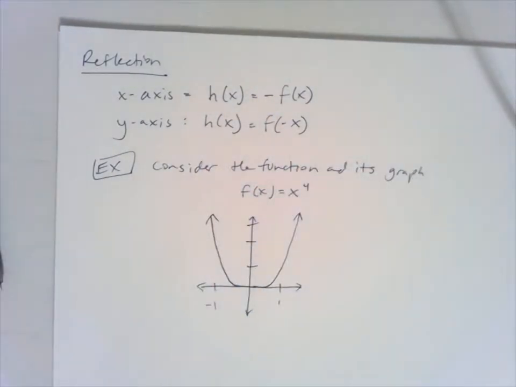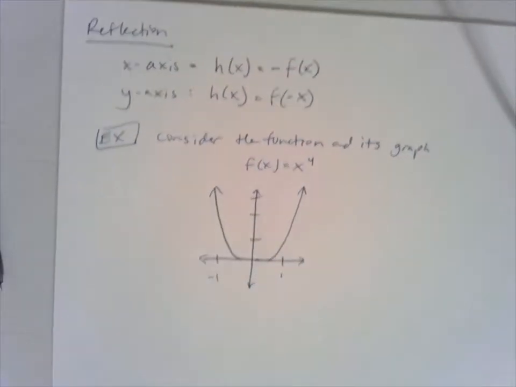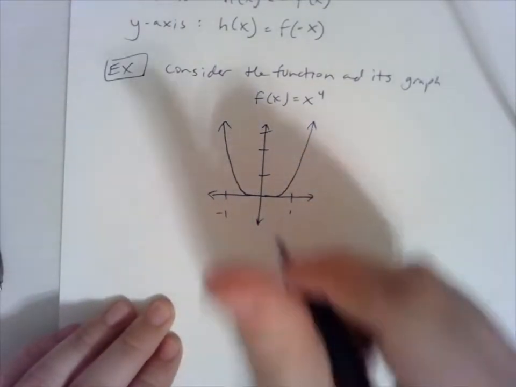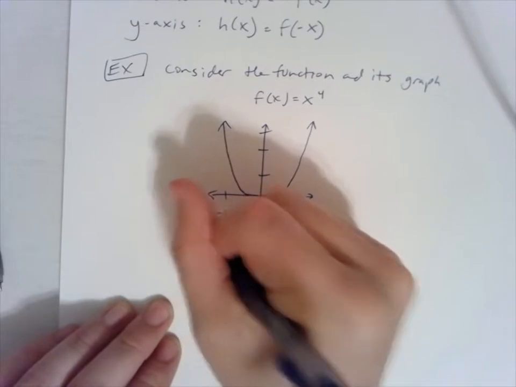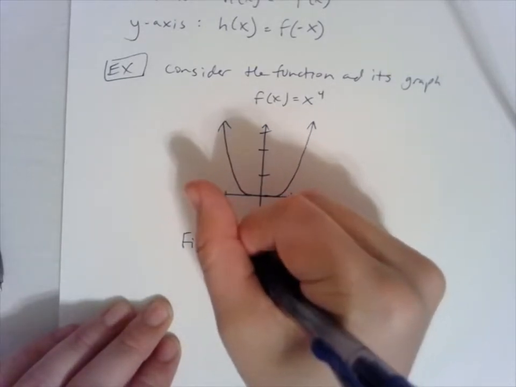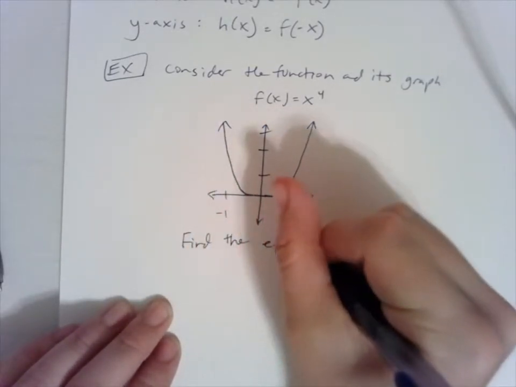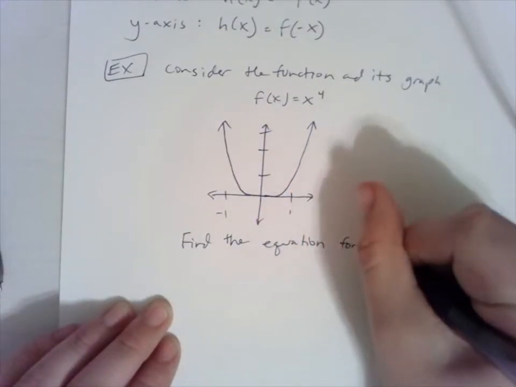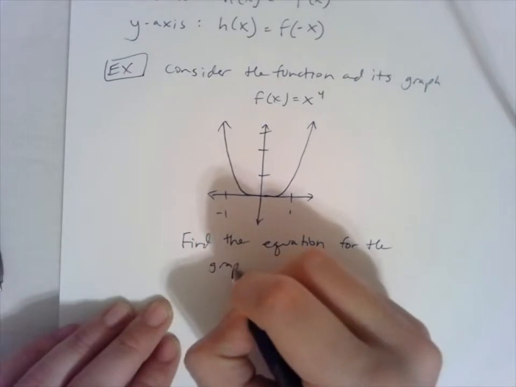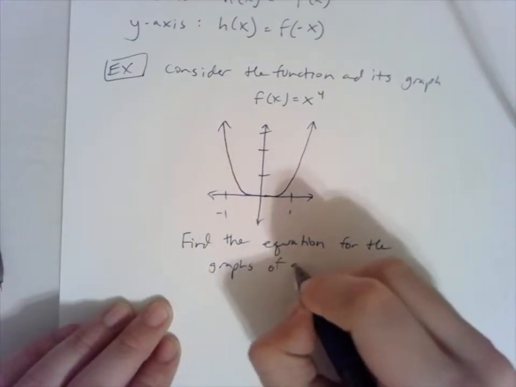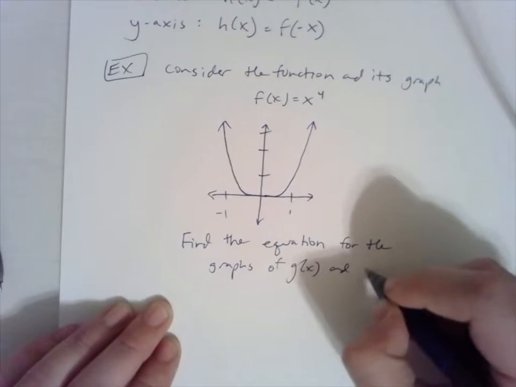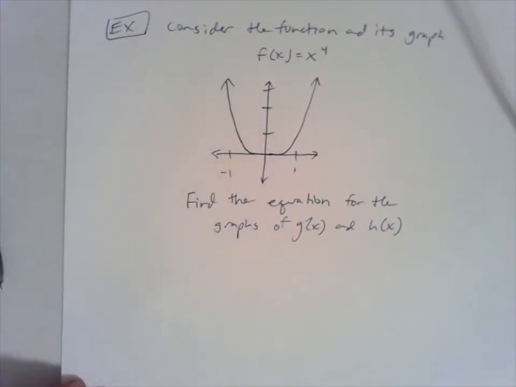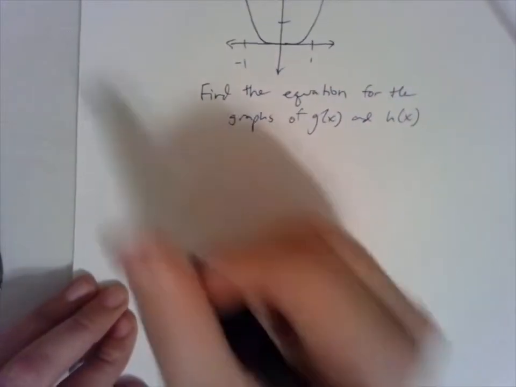And now let's consider two other functions. Let's find the equation for the graphs of g of x and h of x. So, considering this is what x to the 4th looks like, if we had then functions that did this. So, here's our graph.